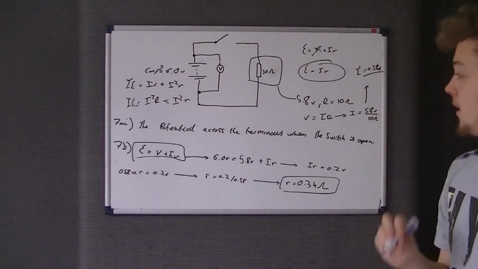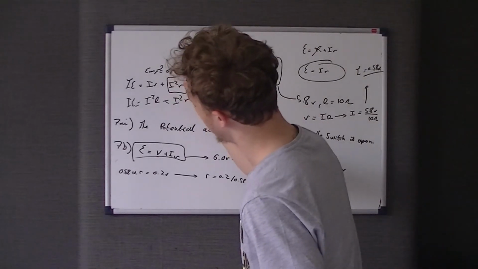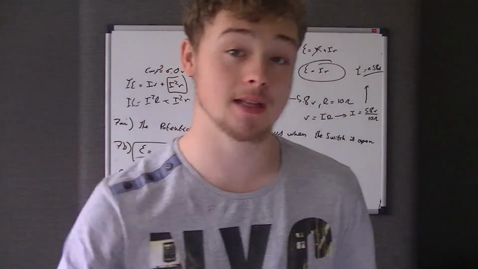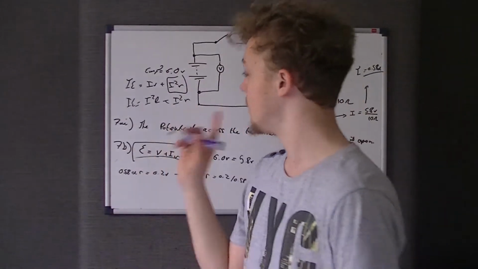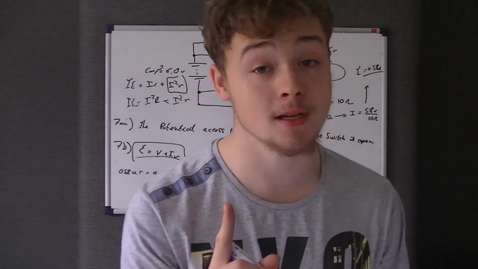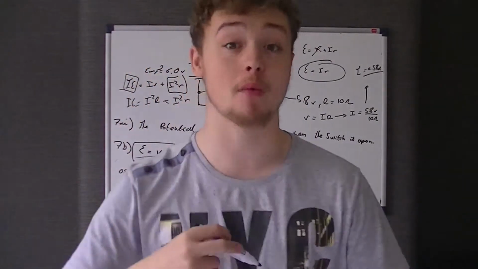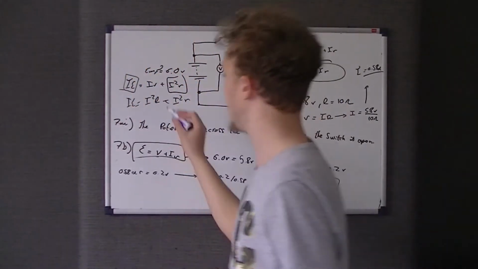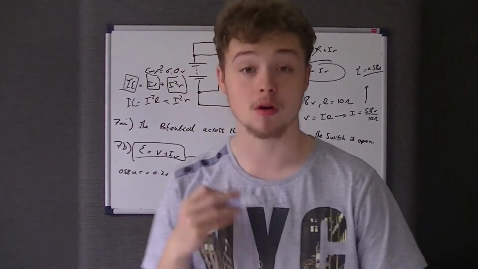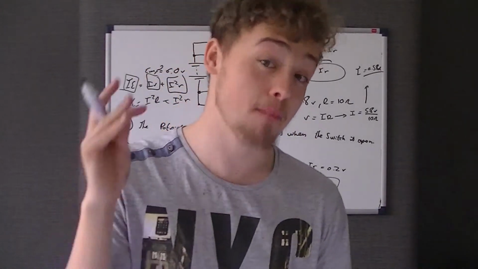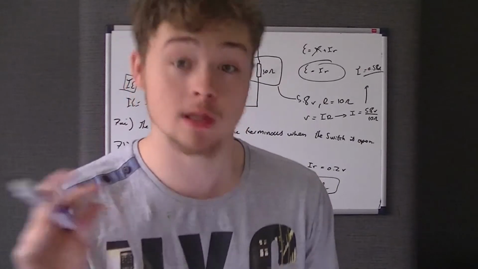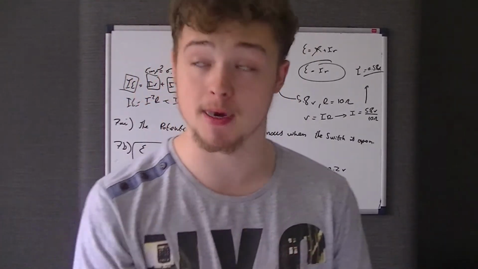So basically, if we're defining the parts of this equation, this I squared little r is the power wasted due to internal resistance. The I times the EMF is the power supplied to the circuit. And then the IV, or I squared big R, is the power which is used in the circuit to drive the motors, whatever it might be.